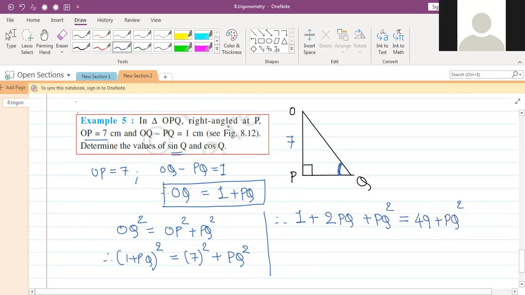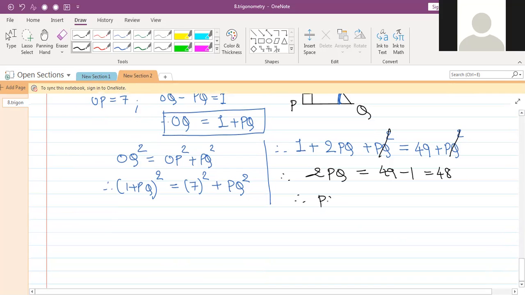Now here you can see that PQ square is cancelled because these two are the same and on different sides of the equal sign. And now this 1 goes to the other side, so we get the simplification 2PQ is equal to 49 minus 1, that is equal to 48. And therefore we get PQ is equal to 48 by 2, that is equal to 24. Understand?